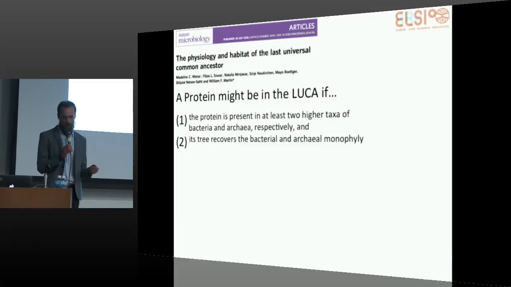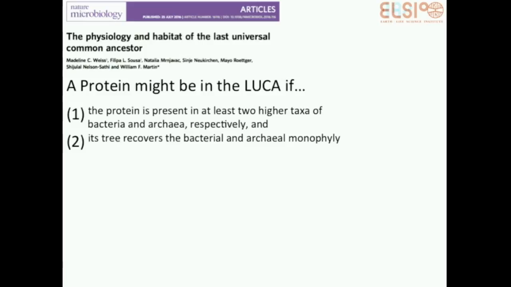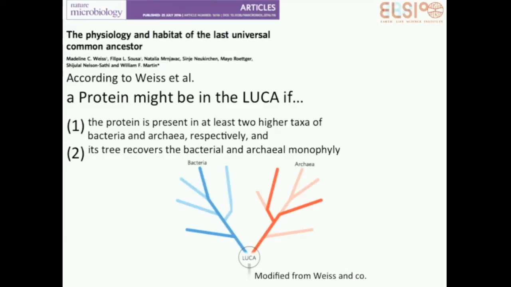And the second is that if you draw a phylogenetic tree of this protein individually, it should split the archaea and the bacteria, just like a ribosomal or an elongation factor gene would. So what do they mean by that? They mean something like this.